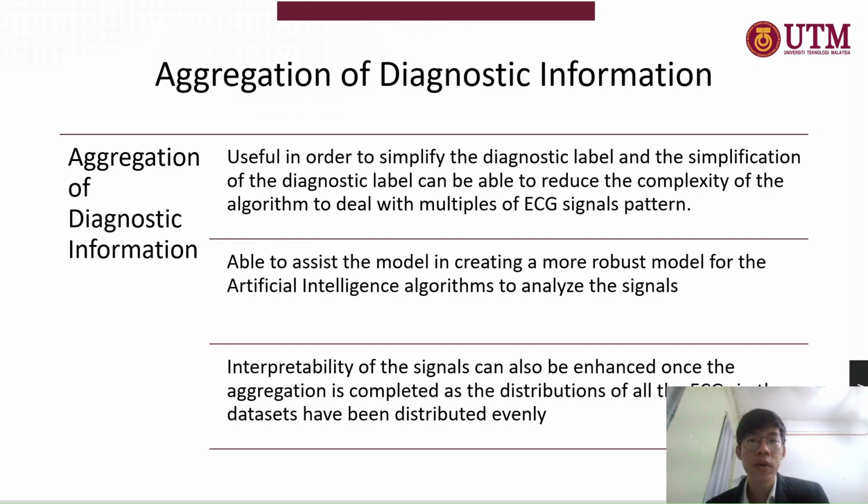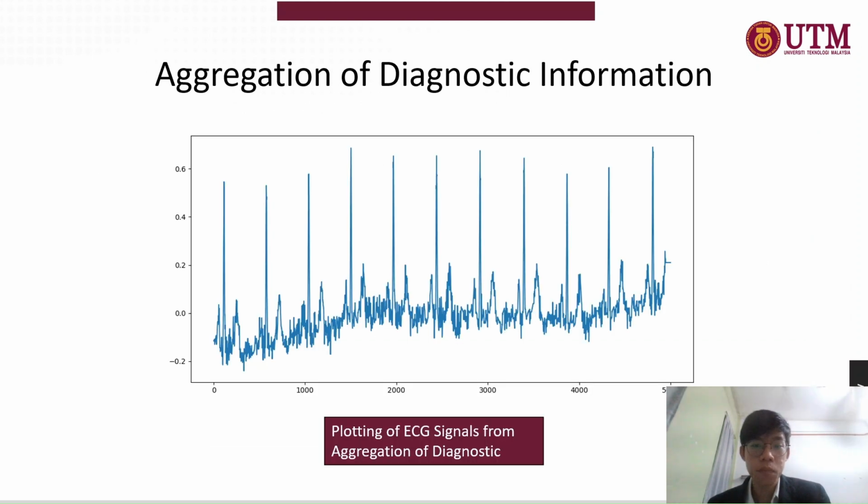In this aggregation step, it is also important and vital in increasing interpretability, as once the aggregation of diagnostic information has been completely done, all the ECGs in the dataset will be distributed evenly. This diagram shows the plotting of the first common ECG signals, plotted through the aggregation of diagnostic information.